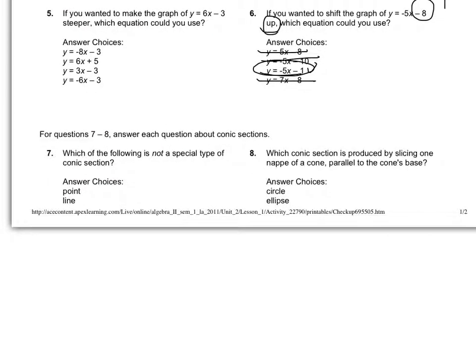Number 7. Which of the following is not a special type of conic section? Well, we have 5 answer choices, and the question is, which one did we not talk about in this section? We talked about points, we talked about lines, we didn't talk about squares, we didn't talk about a pair of intersecting lines, we did talk about lines. I'm thinking that's probably not it. It is in fact a square.